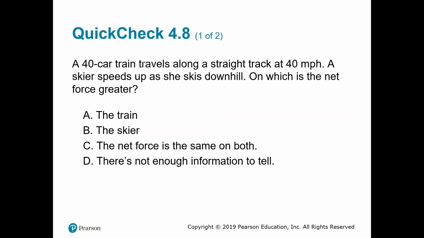And a 40-car train travels along a straight track at 40 miles per hour, right? So you have a train traveling at 40 miles per hour. A skier speeds up as she skis downhill. On which is the net force greater? So the train, the skier, and the net force. So the first case is the train case. For this case, what is the acceleration?